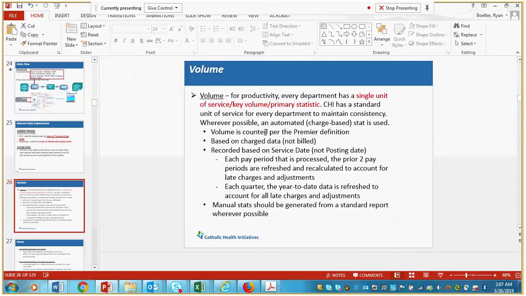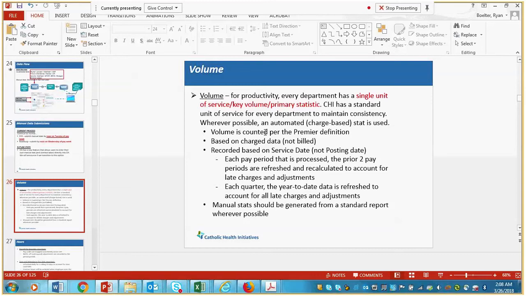So really that hasn't changed that much for most of you. In Roseburg, there were some departments that went through a change in unit of service to match that standard. If you have any questions about that, please reach out to Kathy. But volume is measured based on whatever that unit of service is, there's a definition that goes along with that. So we count those things, and generally for most departments, you're going to be a variable type of statistic, so something that can be based on charge data. So we do count things based on the time charges are charged, and not when they actually go out on the bill. Also, we count things based on service date, not the posting date.